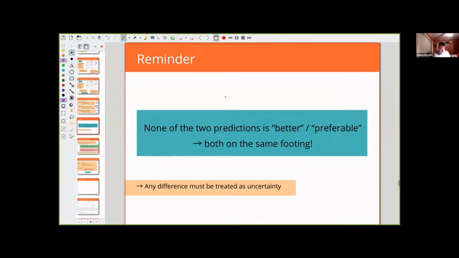So just a reminder of what we said before: none of the two predictions is fundamentally better or preferable for some reason. They are really both on the same footing, and any difference, therefore, should really be regarded as an uncertainty of the next to leading order result, because the differences are due to higher order contributions. And the reasoning is very much the same as what we usually use for the scale dependence. We say the scale dependence somehow reflects higher order contributions.